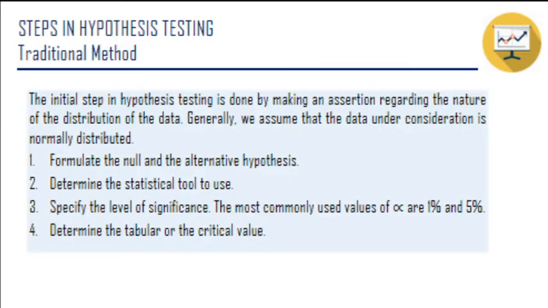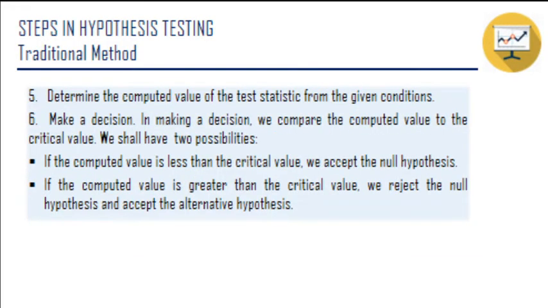Second, determine the statistical tool to use. Third, specify the level of significance. The most commonly used values of alpha are 1% and 5%. Fourth, determine the tabular or the critical value. Fifth, determine the computed value of the test statistics from the given conditions. And sixth, make a decision.